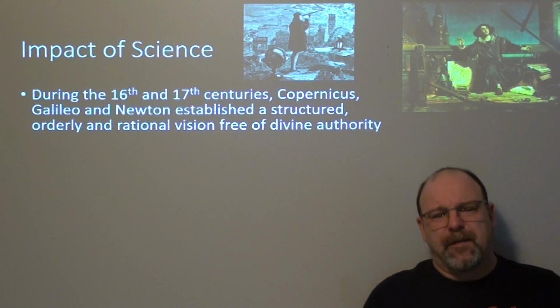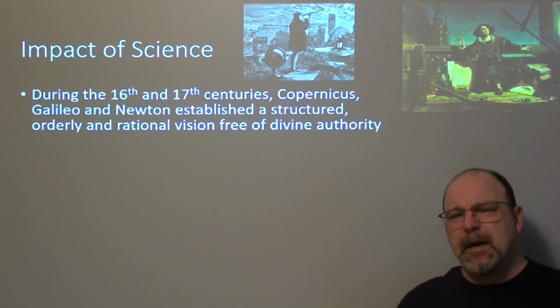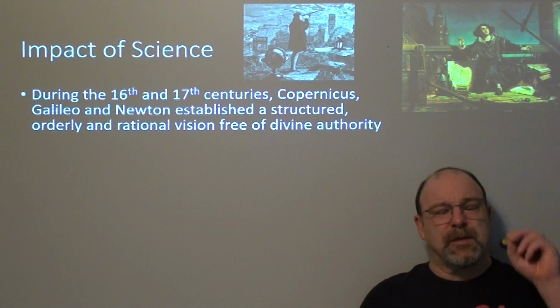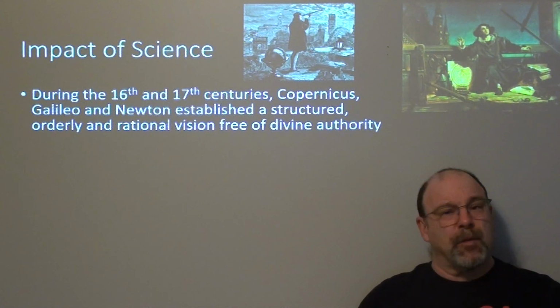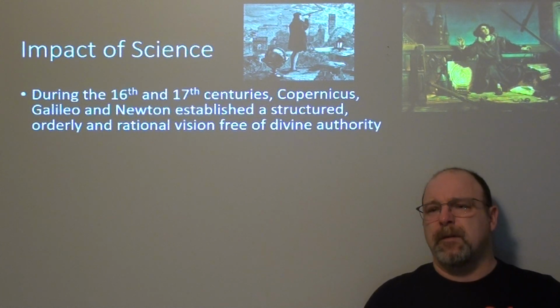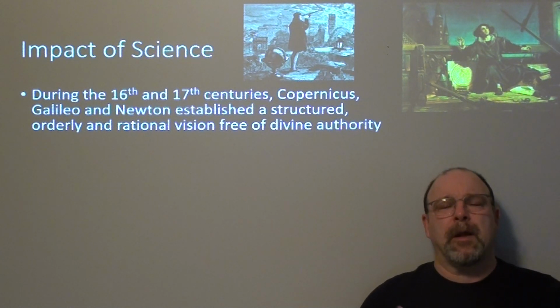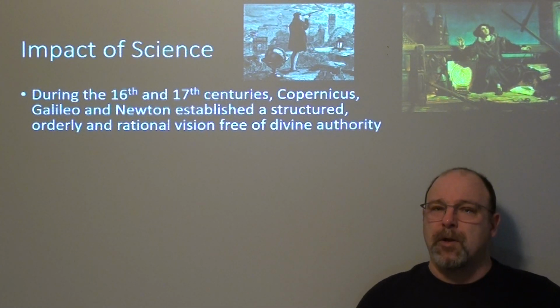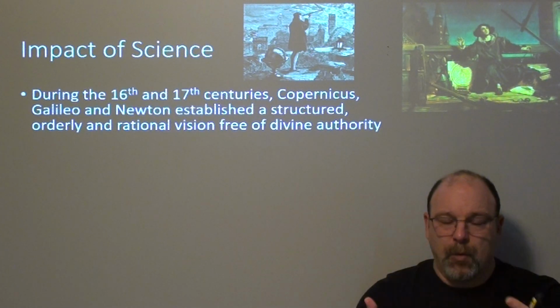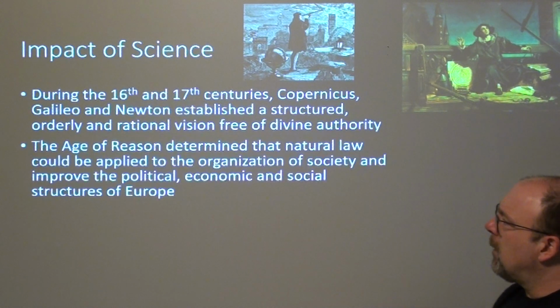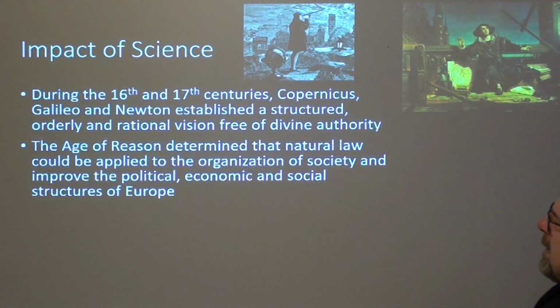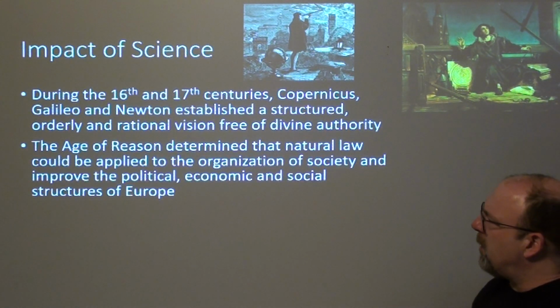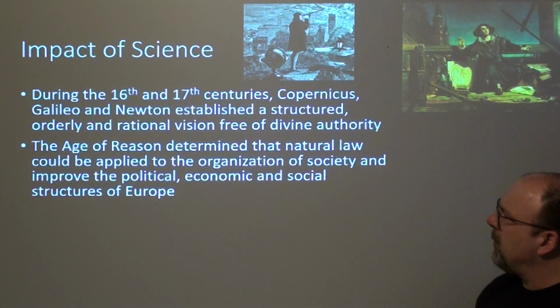they realized that they could look at this sky night after night after night and see changes and track those changes. And as a result of their observations, the result of their empirical understanding of the universe, they could come to rational, logical conclusions based on what they see. So, the Age of Reason determined that natural law could be applied to the organization of society and improve the political, economic, and social structures of Europe.